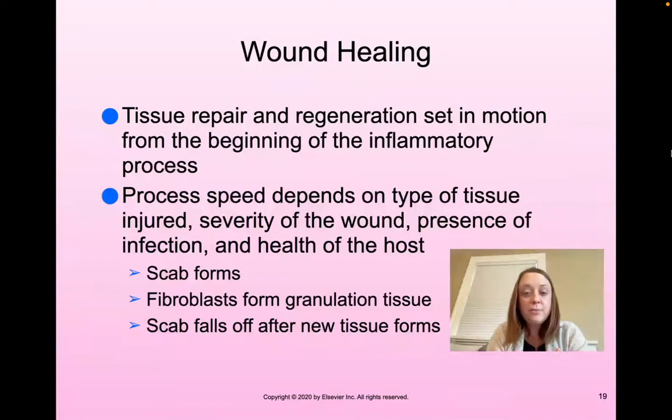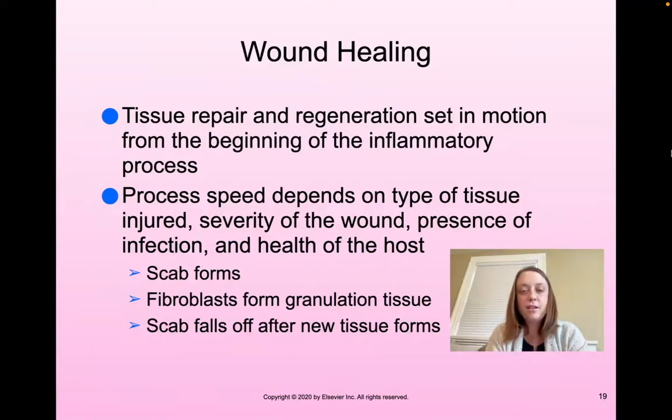So, when inflammation is being caused by a wound, by tissue damage, tissue repair and regeneration of that tissue is set in motion right from the beginning of that inflammatory process. And the process is going to go more quickly or slowly depending on a lot of different factors. It depends on the type of tissue that was injured, how bad the wound is, if there's infection or not. If the area gets infected, it is going to heal much more slowly and the infection will need to be treated. It also depends on just how healthy the person is that got injured.